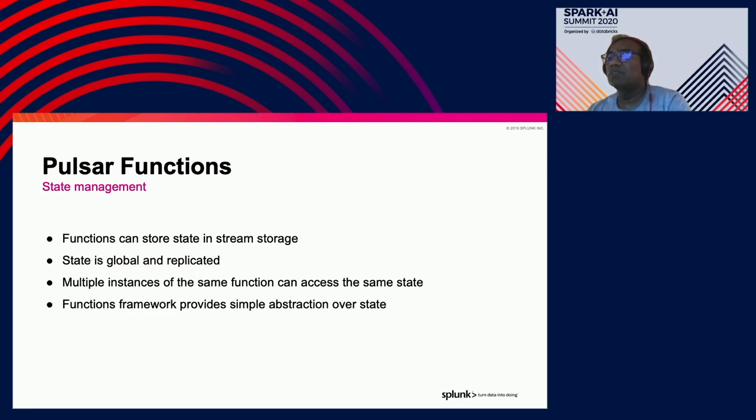So the state is global and is replicated, and multiple instances of the same function can access the same state, even though they might be running on different machines. And the function framework provides a simple abstraction for accessing the state as well as updating the state, like get state, put state. For simple counters, we have a notion of increment counters.